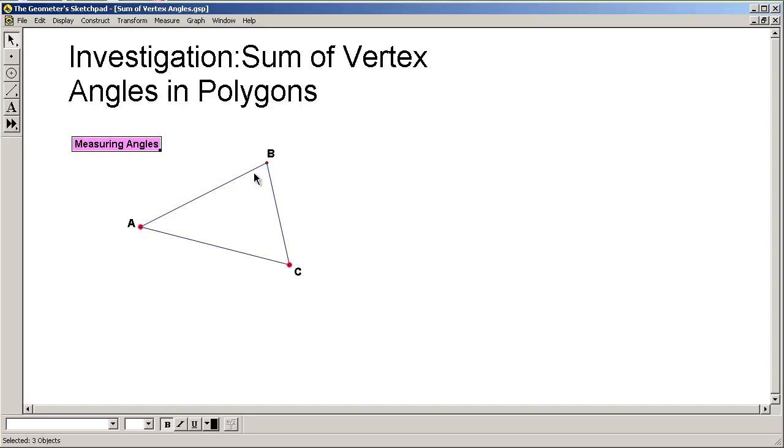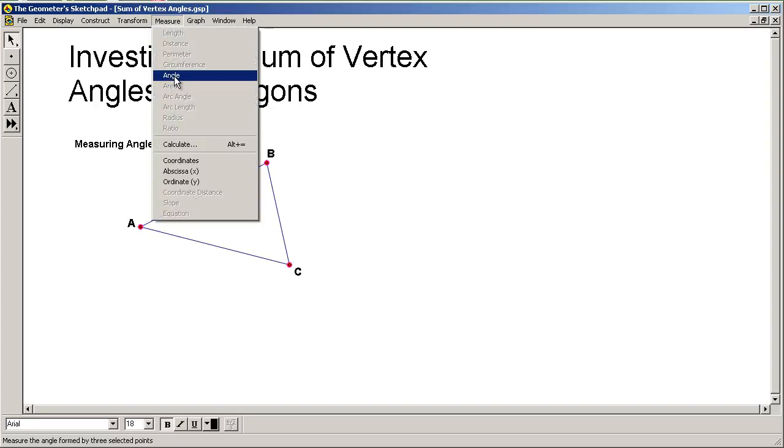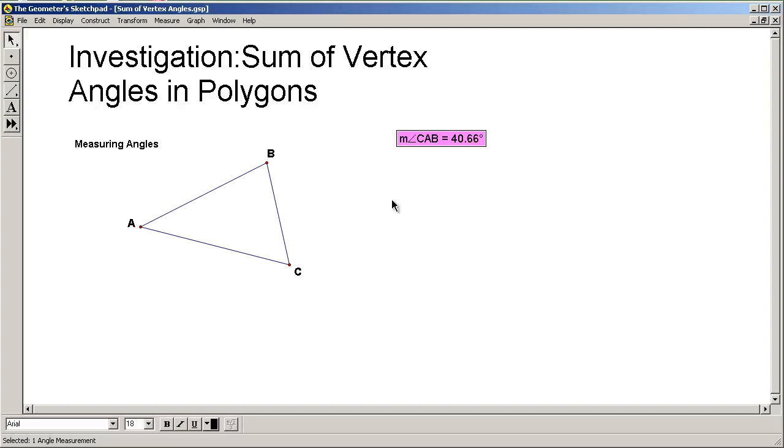We select our vertices three at a time, and we make sure the vertex that we want to measure is the middle one. Now that I have them selected in the order I want, I go to the Measure menu, and I can see that I can measure the angle. There's the measure of angle CAB.